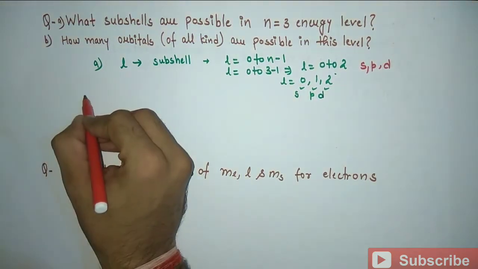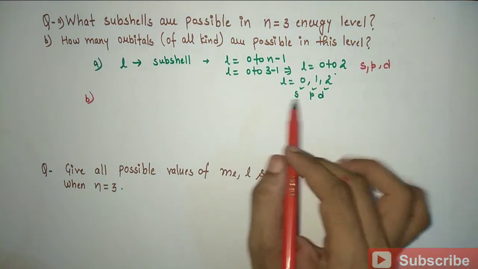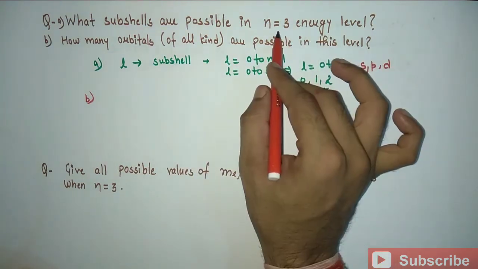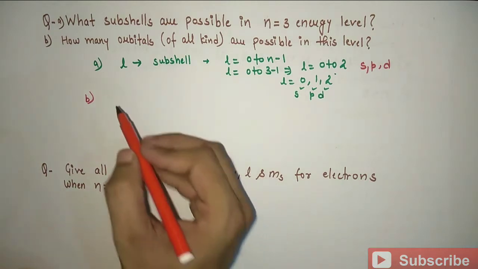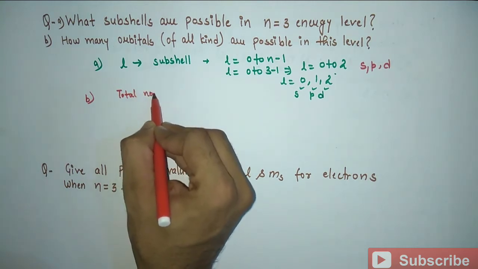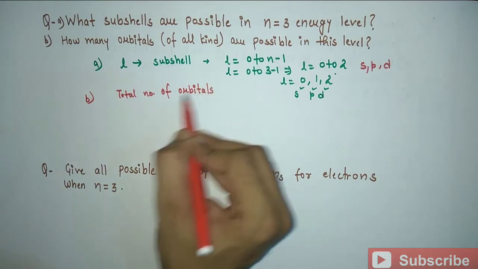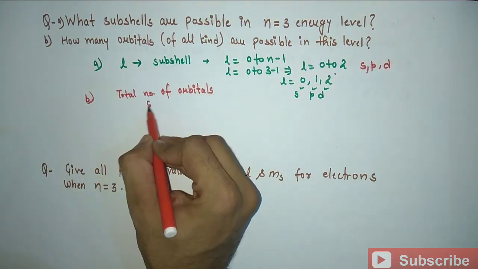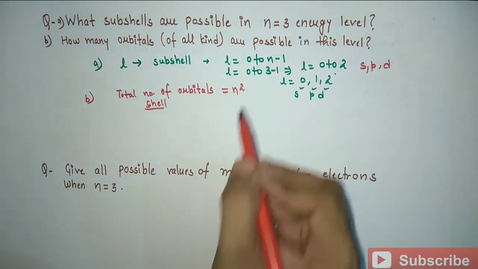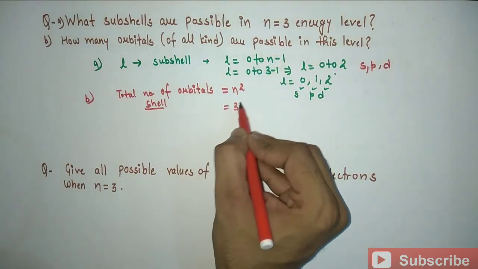Now, the next part is: how many orbitals of all kinds are possible in this level, that is, the third energy level? I have already given you the formula that the total number of orbitals in a given shell or a given energy level is equal to n square. Here we are talking about the third energy level, that is n equal to 3. So this comes out to be 3 square.